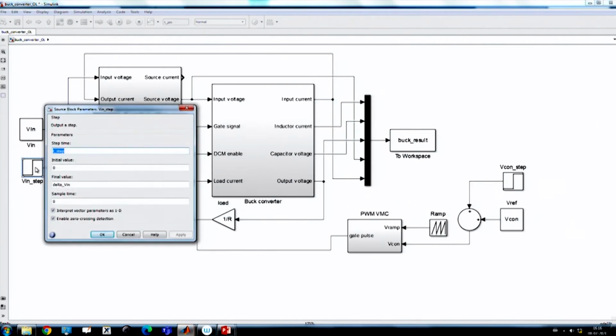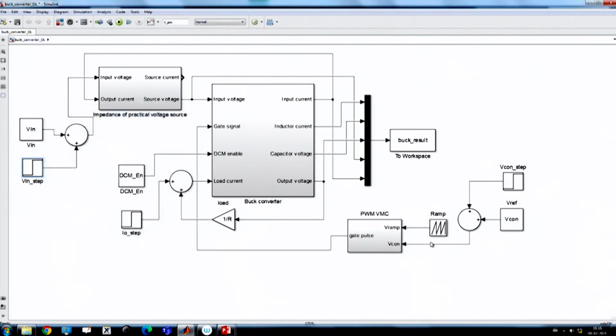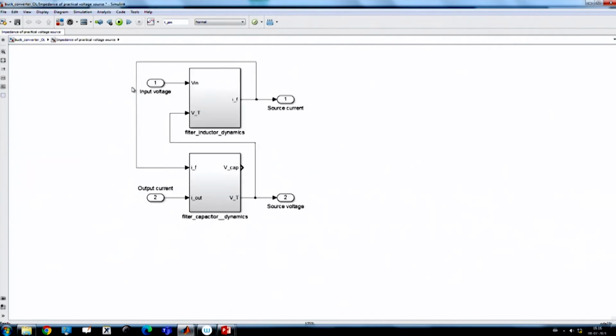Similarly, for the source also I am defining all these parameters from the .m file, and delta V in, that means how much I want to make a supply transient. Similarly, I can create a step transient in the reference voltage. Okay. Now, if you go inside this block which I have shown, this block I have already shown.